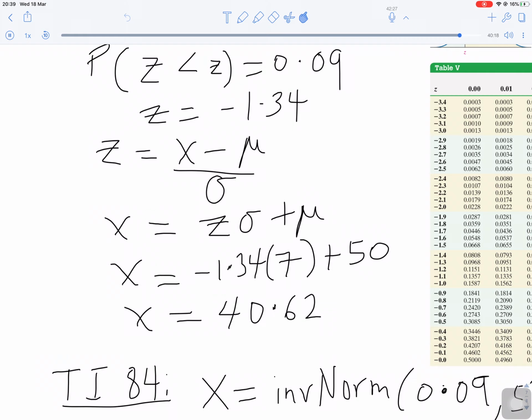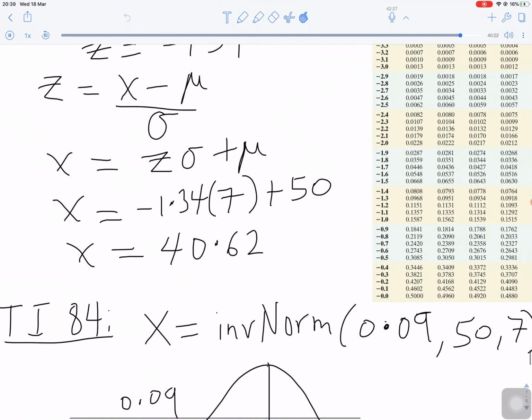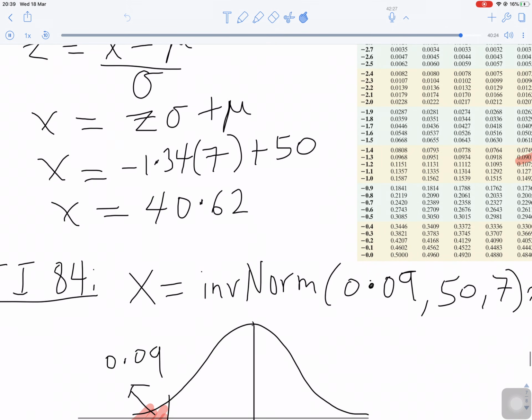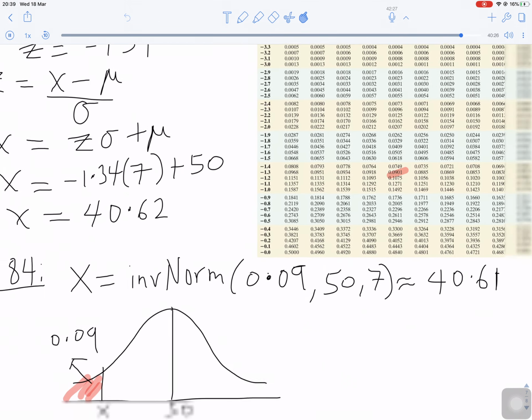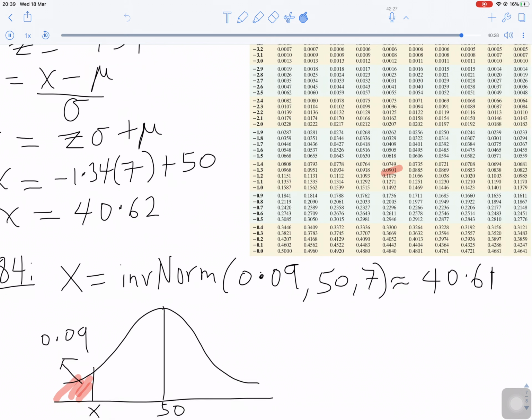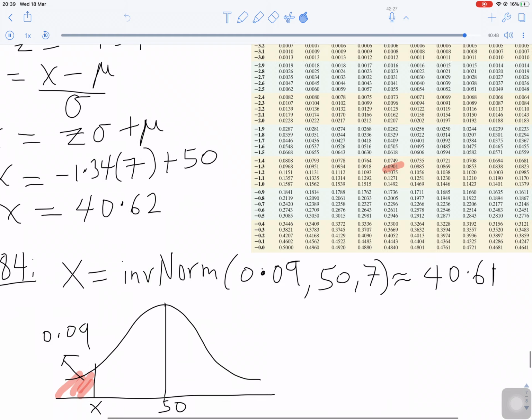Using the calculator syntax as usual is straightforward, and that will be the inv norm, then area to the left is 0.09, the mean is 50, the standard deviation is 7, and that will approximately be 40.61. So you realize that the calculator result and the standard normal table result will be a little bit off, but approximately they are the same. So that is for question 11.